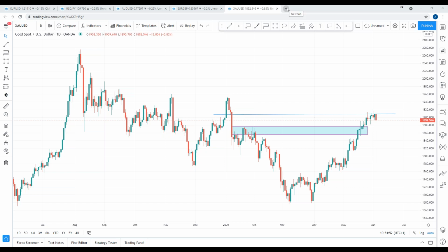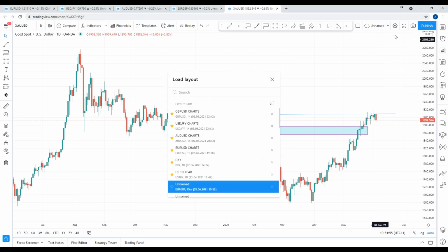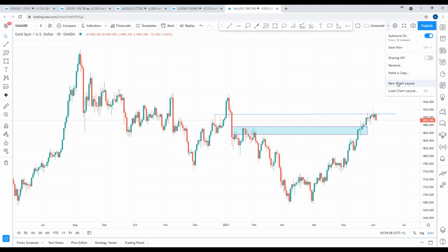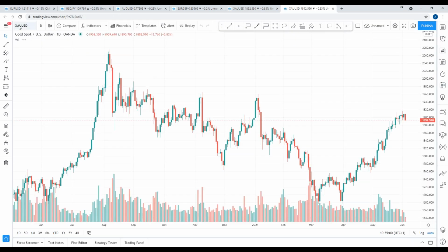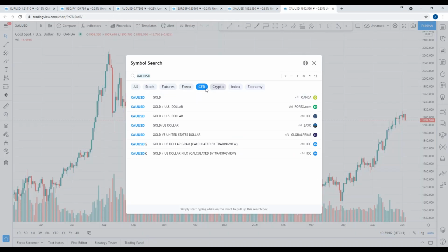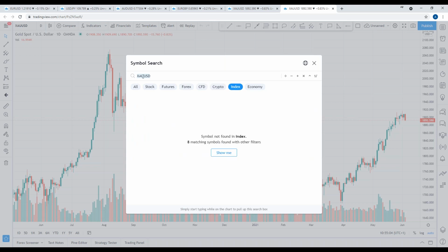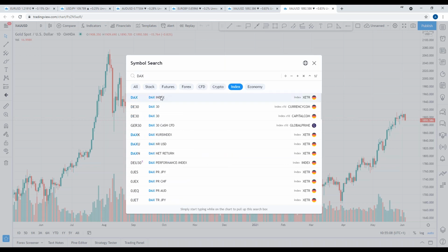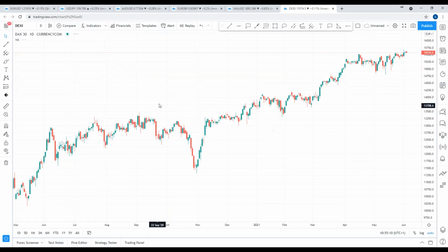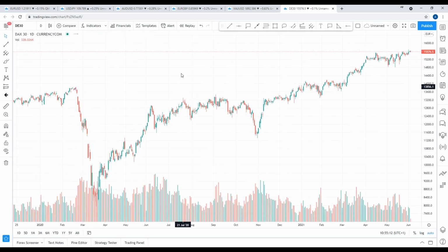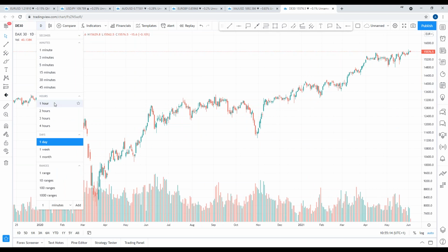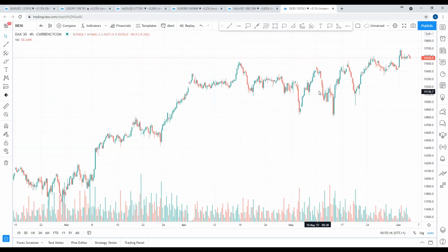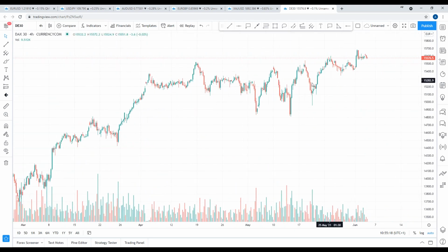Okay, the DAX 30. Just give me a second. H4 chart. The DAX would be under index. Okay, let me try and get the chart up. All right, so the H4, where am I looking at?